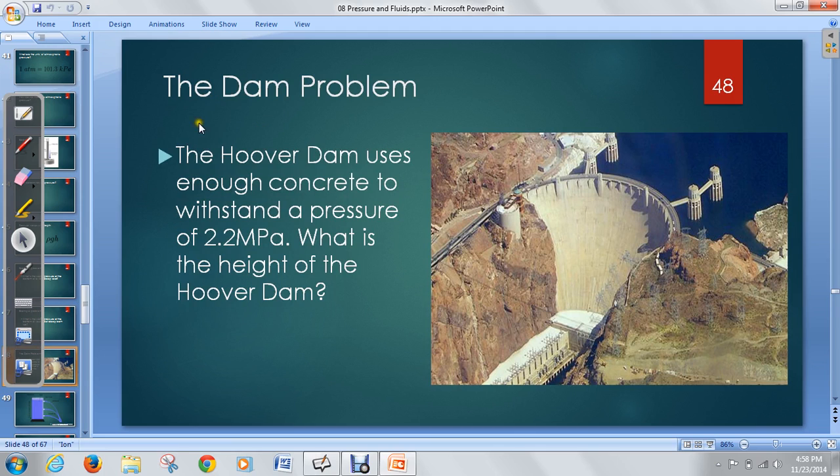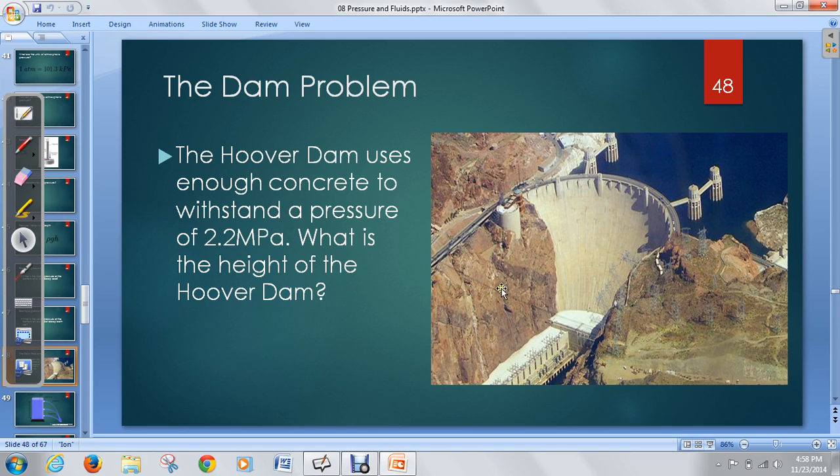Okay, so one really cool application of this is when they build dams, for example. Like the Hoover Dam uses enough concrete to withstand a pressure of 2.2 megapascals, right? 2.2 million pascals. That means it can withstand 2.2 million newtons for every square meter. That's a lot of strength, and it's even more than that in some of the places. But using that information, we can actually calculate what the height of the Hoover Dam is.